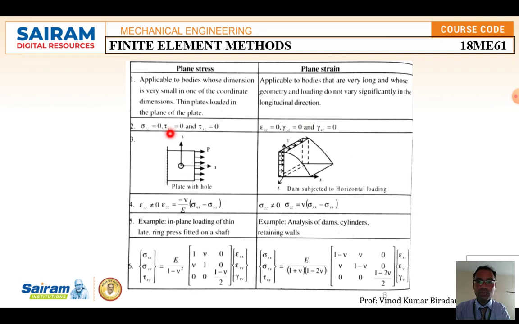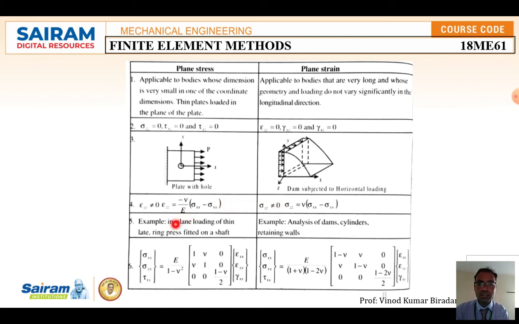Coming to the conditions, for plane stress, in the third direction sigma z is equal to 0. Here the strain along the third direction is not zero. Look at this diagram: a plate with a hole, which has very small dimensions in one direction. But here we are going to consider a long pipe, with a dam under horizontal loading, all uniformly distributed load. Coming to the fourth condition for plane strain, the strain along the z direction is equal to 0, but the stress in the third direction is not equal to 0.